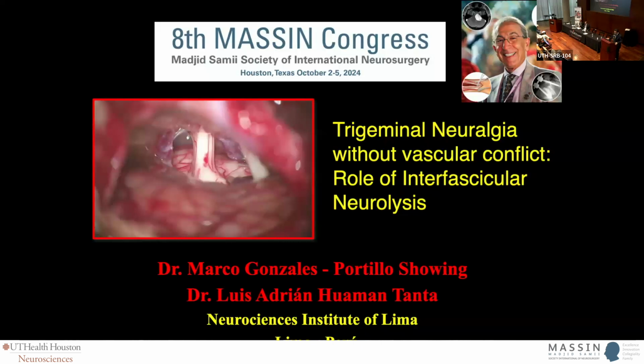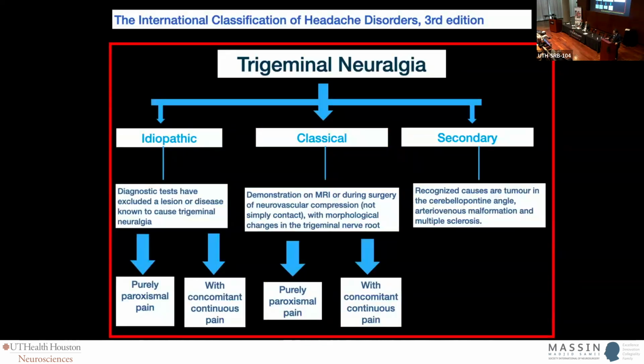Well, this afternoon we're going to talk about something controversial: trigeminal neuralgia without vascular conflict, the role of interfascicular neurolysis. This is the new classification of trigeminal neuralgia. It divides into idiopathic, when the MRI is negative; classical, when there is a demonstration on MRI or during surgery of neurovascular compression, not a simple contact; and secondary, with recognized causes such as tumor of the CP angle, AVM, and multiple sclerosis.